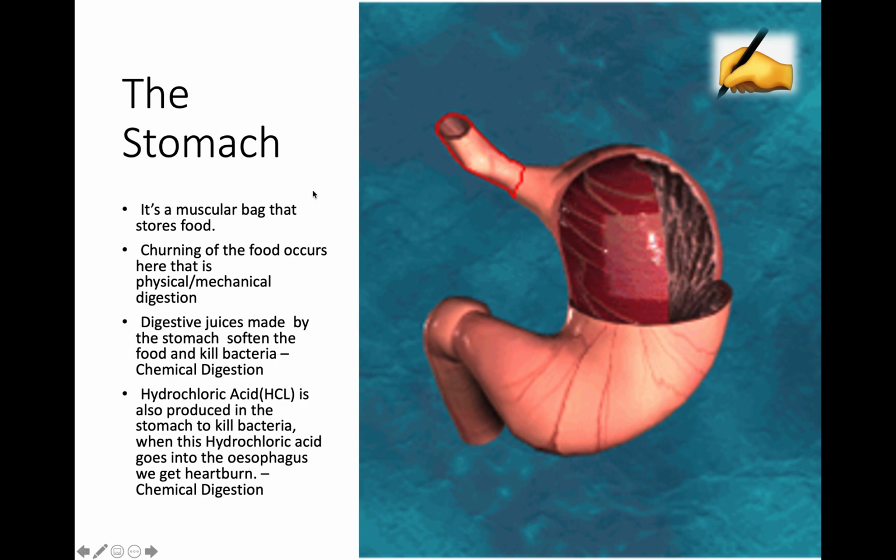The stomach. It's a muscular bag that stores food. Churning of the food occurs here. This is physical and mechanical digestion. Digestive juices made by the stomach soften the food and kill bacteria. This is known as chemical digestion. And hydrochloric acid is also produced in the stomach to kill bacteria. When hydrochloric acid goes into the esophagus, we get heartburn. So the production of hydrochloric acid in the stomach is also chemical digestion. So I want you to take a moment here to take this down into your notes copy.